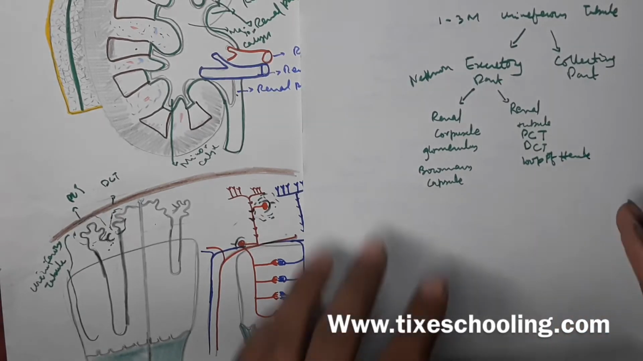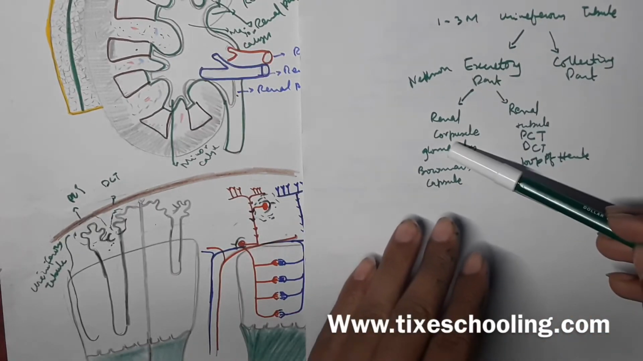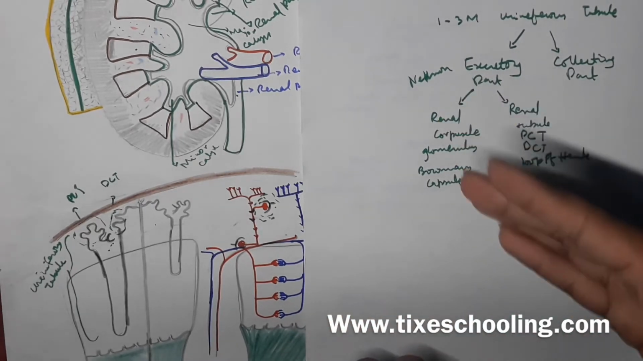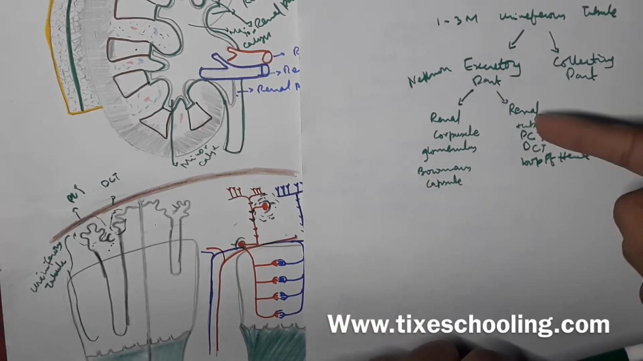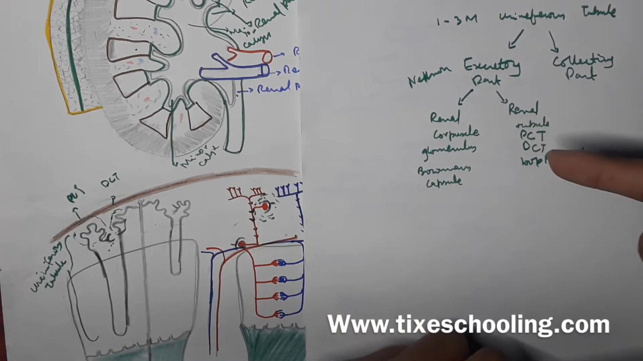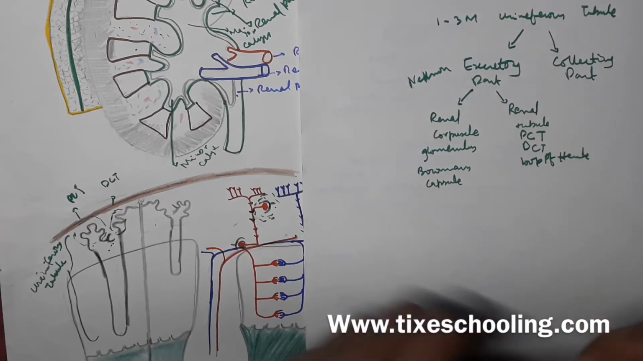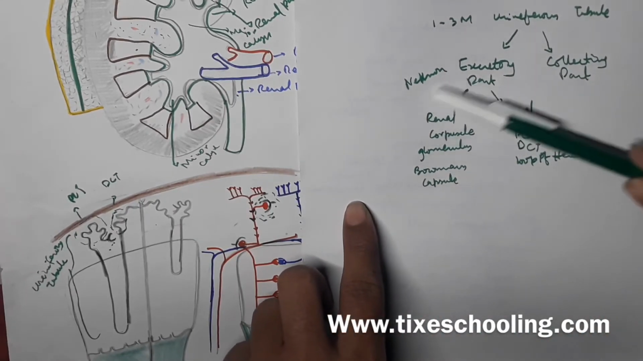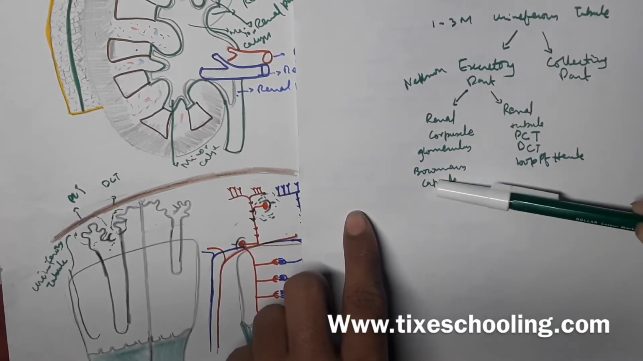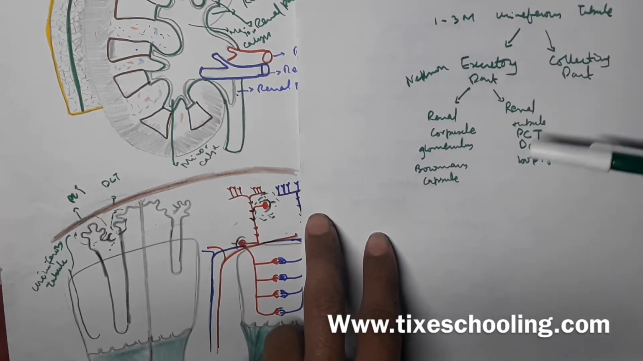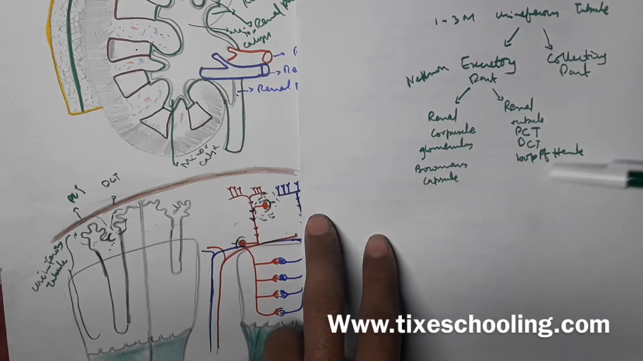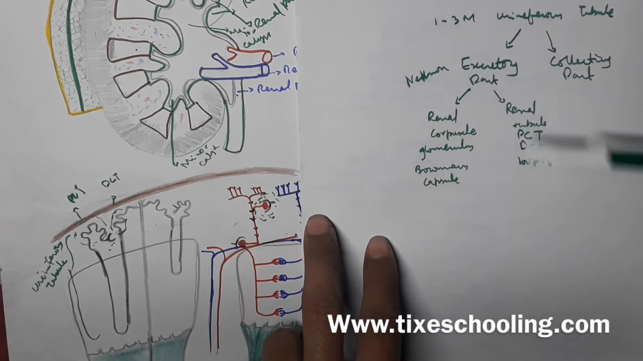So the excretory part is divided into two parts: renal corpuscle and renal tubule. The renal corpuscle is composed of the glomerulus and Bowman's capsule, which are also called the Malpighian body, and the renal tubule is composed of PCT, DCT, and loop of Henle. This part is functionally a filtration part, which filters the blood, and this part does selective absorption. This part is responsible for reabsorption.